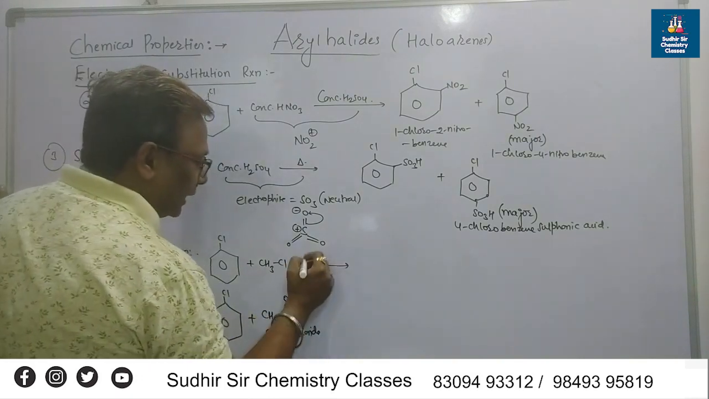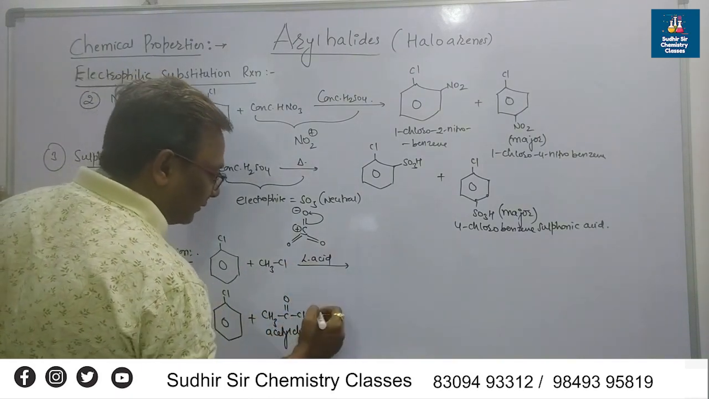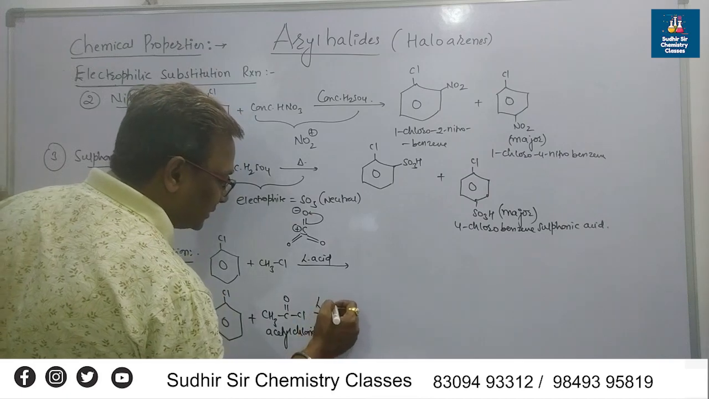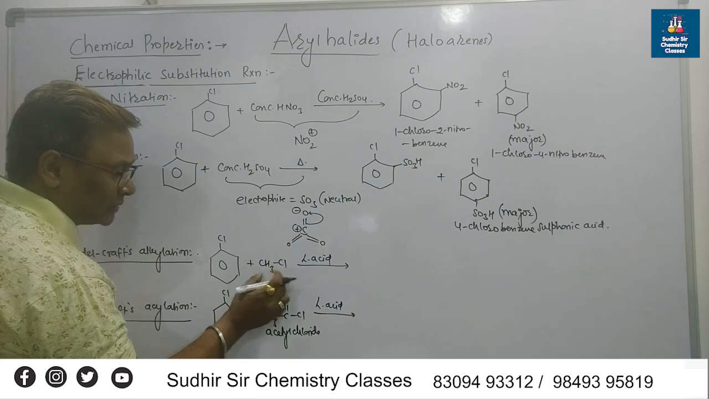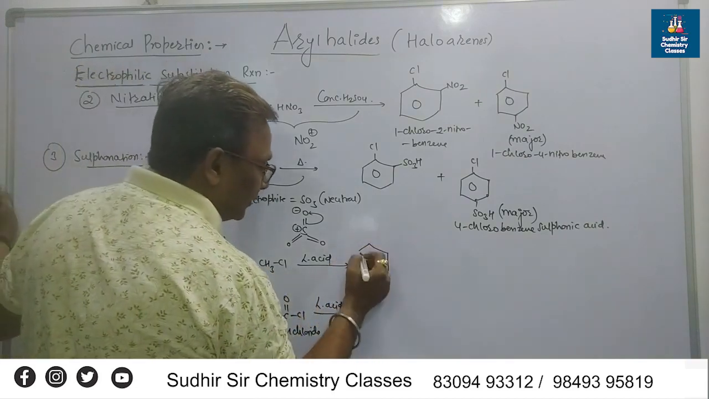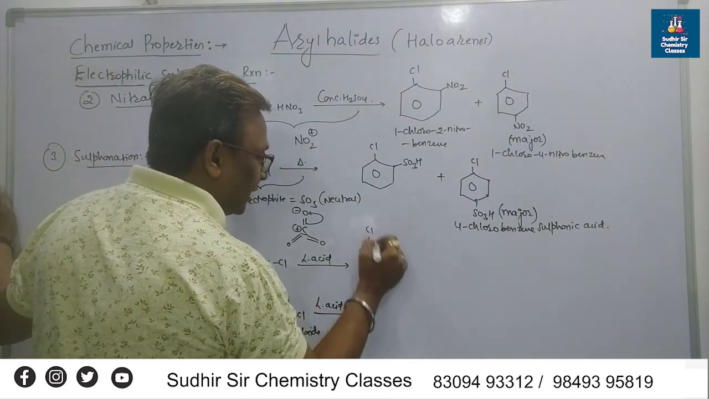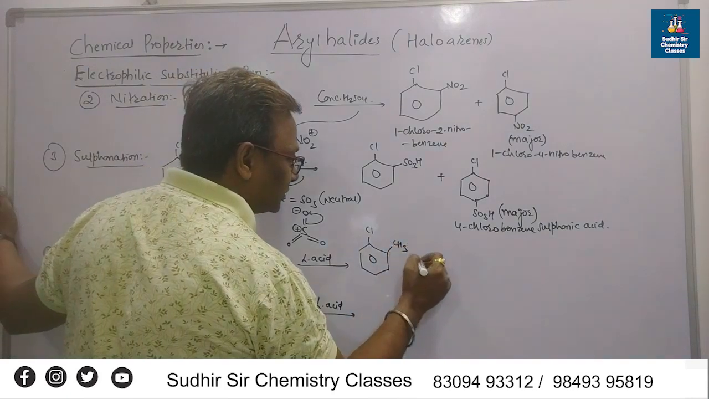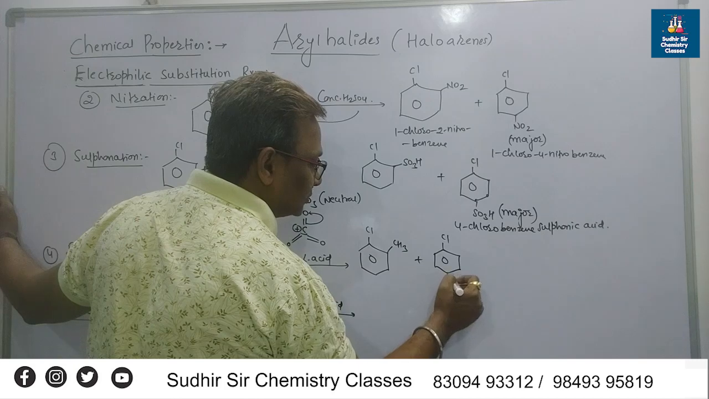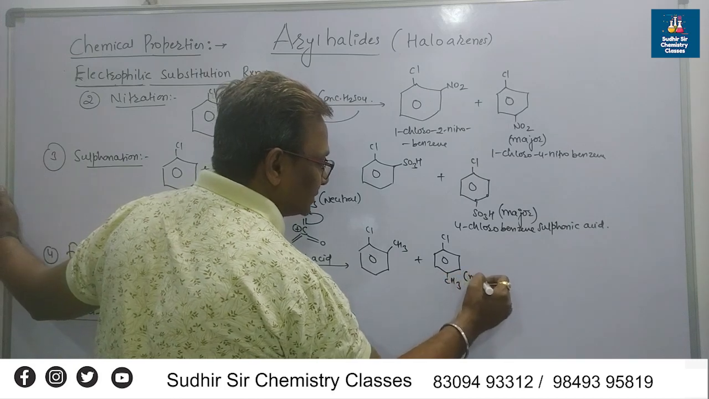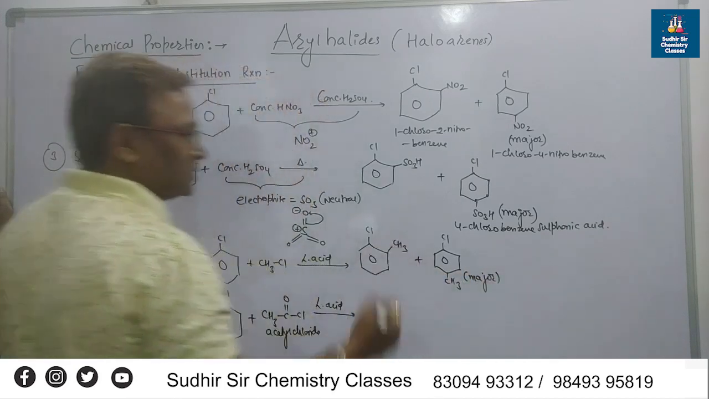It takes place in the presence of anhydrous AlCl3, called a Lewis acid. It forms the electrophile CH3 plus, and this CH3 plus will either attack at the ortho position or at the para position, where para is considered the major and ortho the minor.